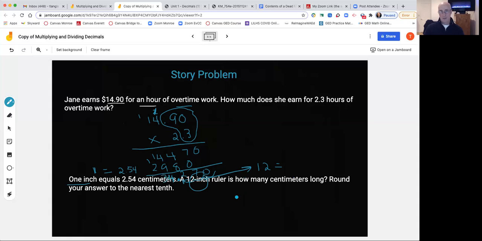2.54. So probably what I would do is write it like this: 2.54 times 12, because there are more actual digits on top. That's why I put it on top. I would do the math, and then in my answer, I'd move my decimal point 2 places over because there are 2 numbers in the problem that are to the right of the decimal.